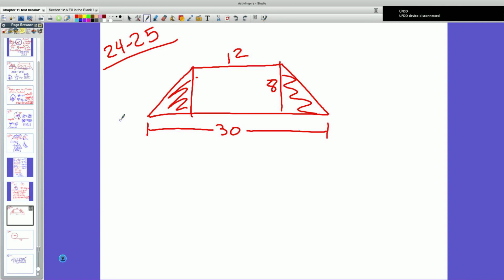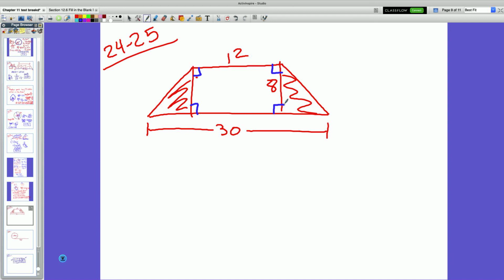Back up with 24 and 25. The question here is: find the probability that a randomly chosen point in the figure lies in the shaded region. All right, so we have what appears to be a trapezoid, and you can trust that it's a trapezoid. On your test, these will all be labeled as 90s. So it is a trapezoid, okay?